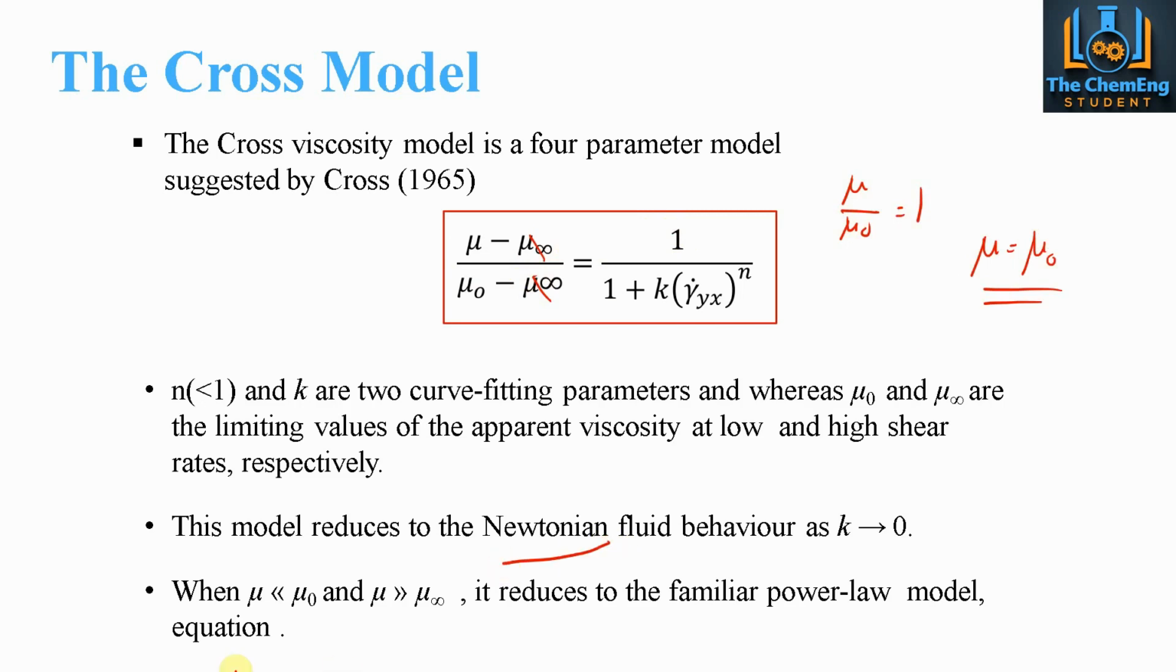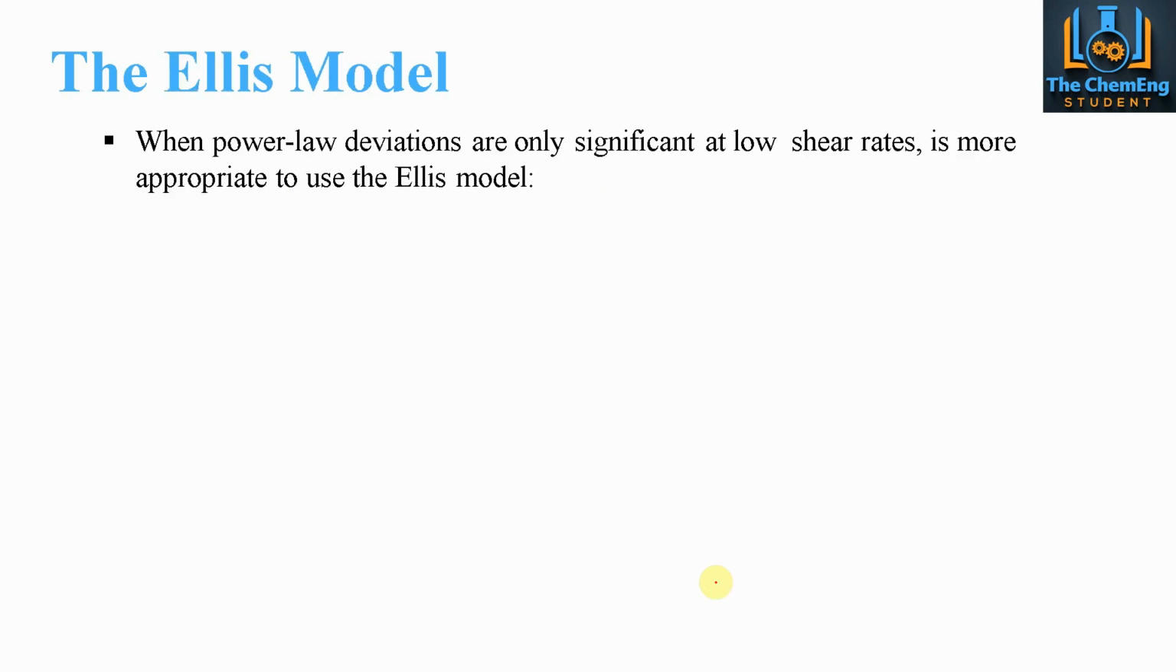Now, we do have other sets of conditions in order for this to work. If we go for extreme values, so that mu is considerably less than mu naught, or mu is considerably greater than mu infinity, then it would reduce to the familiar power law model. So if either of these conditions is met, then rather than using the cross model, which encompasses 4 parameters, we could just use the power law model.